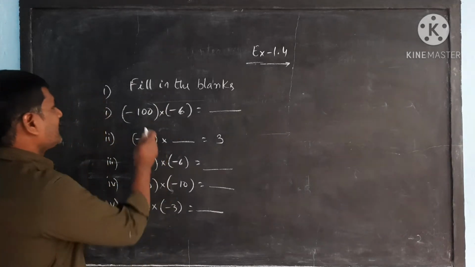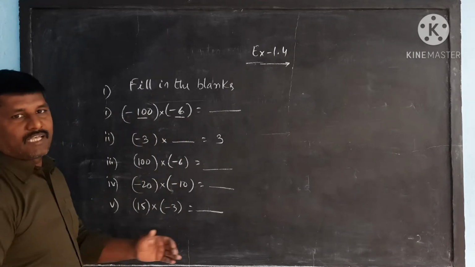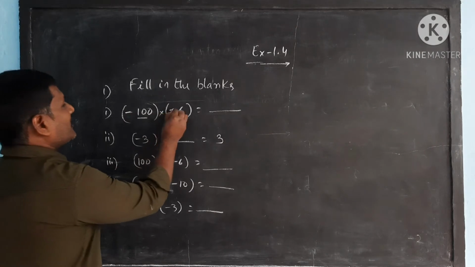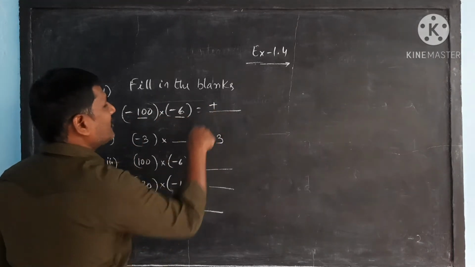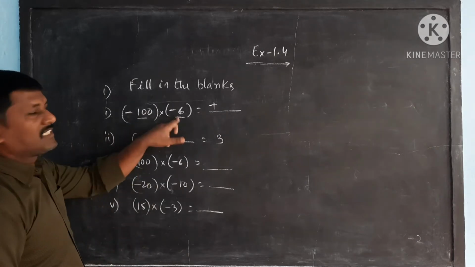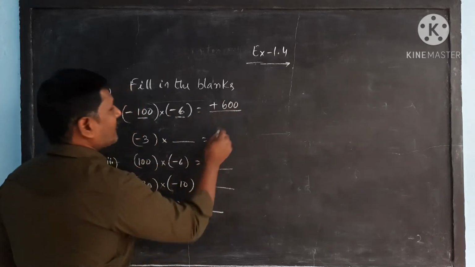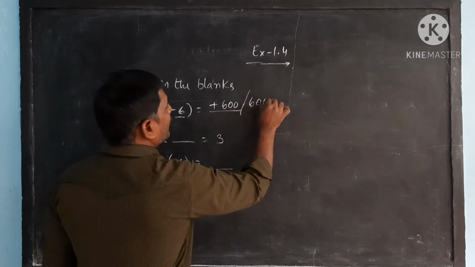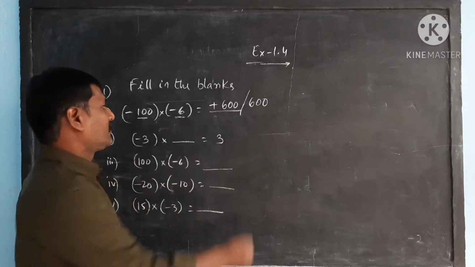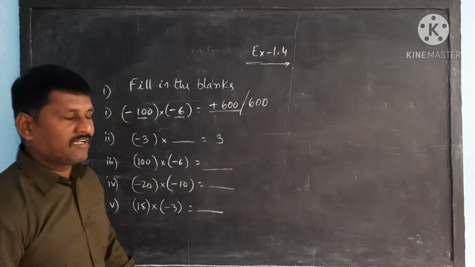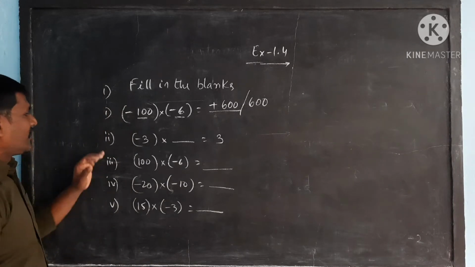The first one is given: minus 100 and minus 6. Both numbers have the same sign, minus and minus. As we discussed, when both numbers are negative, the answer is a plus, because minus into minus is a plus. 6 into 100, you get 600. Otherwise you can write only 600. For the understanding purpose, I wrote plus here, but you don't need to write either plus 600 or minus 600; you can write only 600.